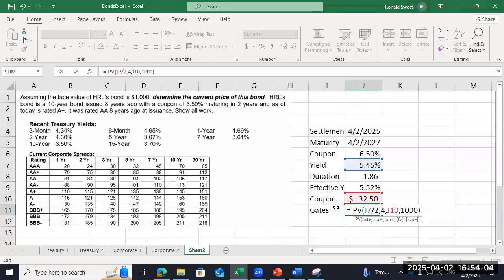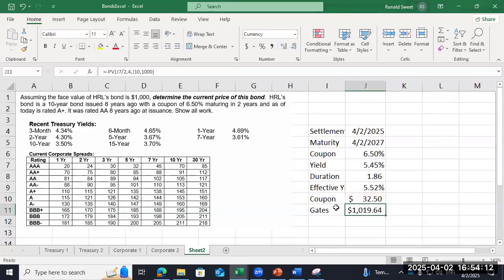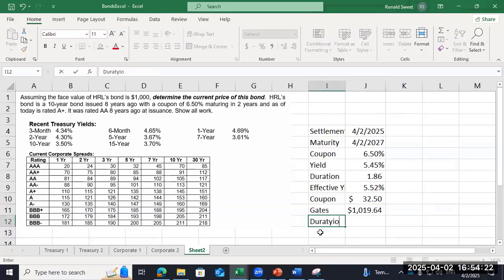So remember if you're going to use your calculator, make sure the rate is the rate divided by 2. Now you see why it's good to know if it's a discount or premium bond before you start. Then you know pretty quickly if you made a mistake. All right. Let's try the duration approach. This one should get us pretty close.